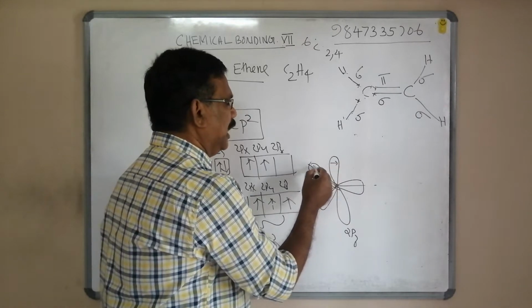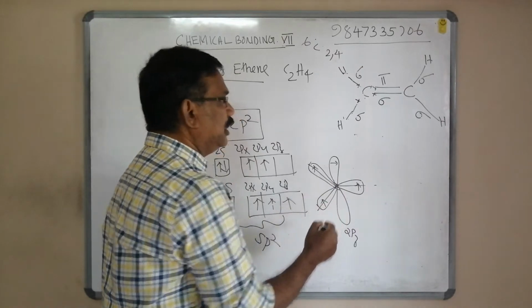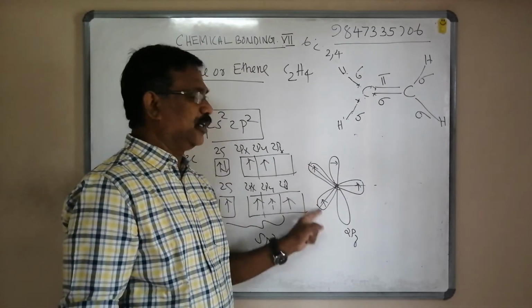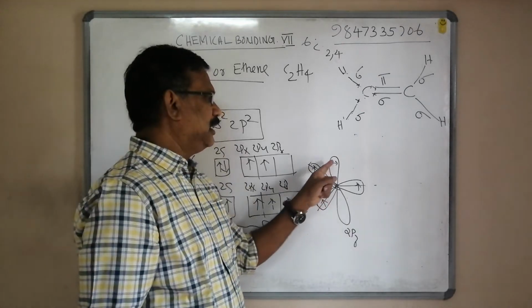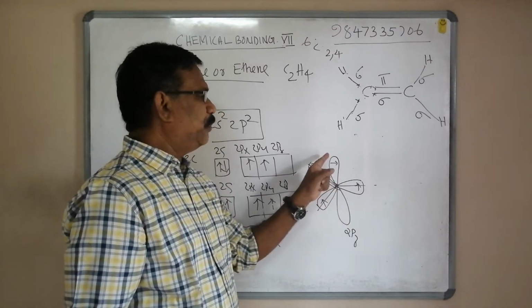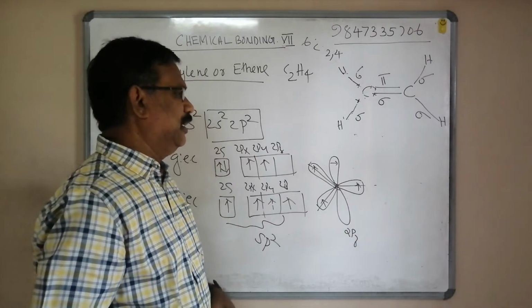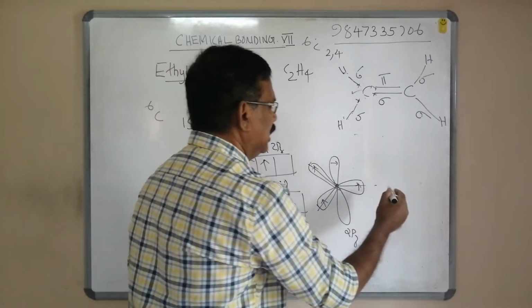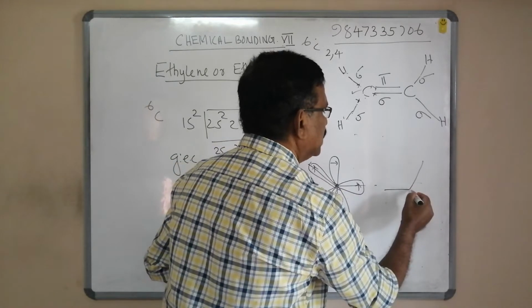Each carries 1 electron. So the 4 electrons in the valence shell of carbon are distributed like this: 3 electrons in the hybrid orbitals and the last electron in the pure p orbital or unhybrid p orbital. This is the first carbon; the second carbon is also in the same manner.